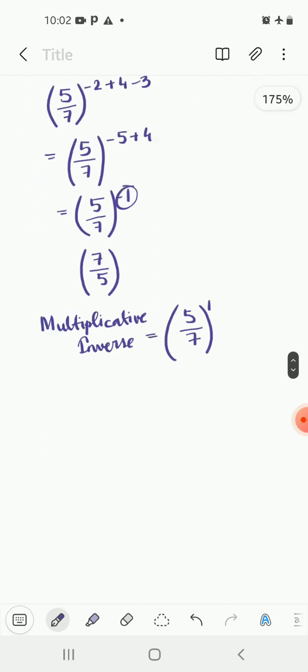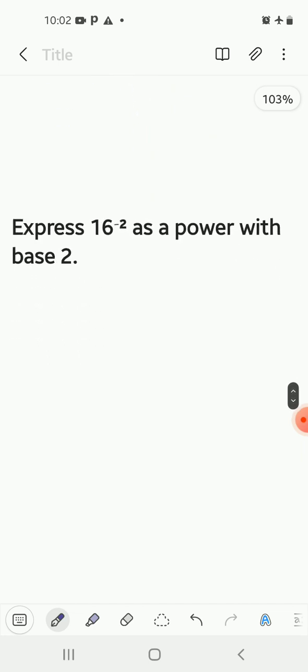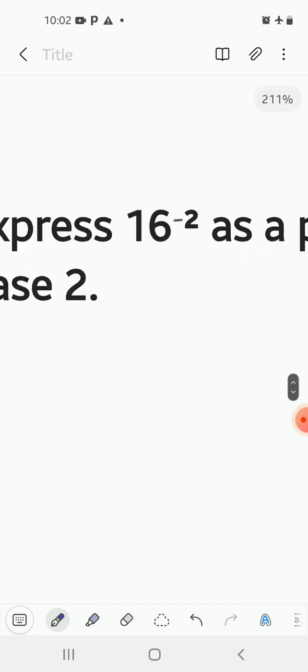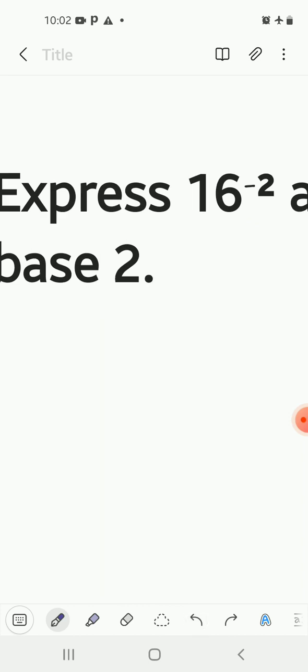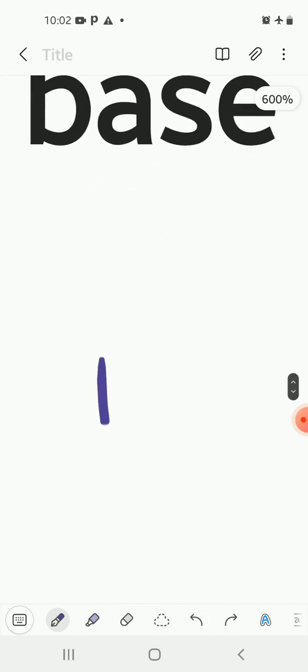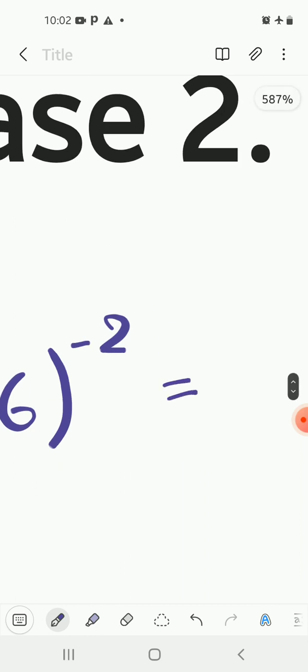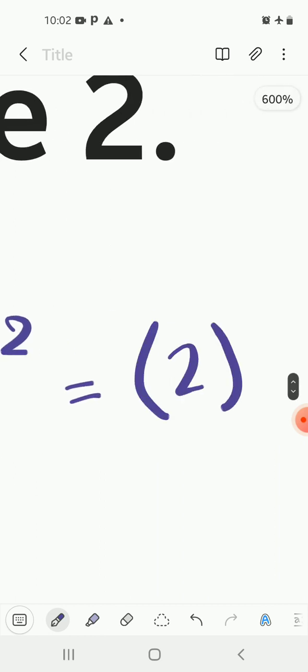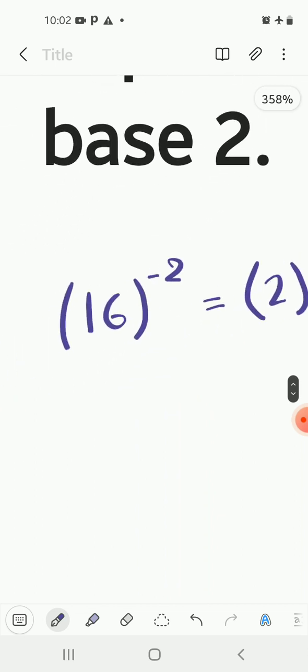Now we'll move to the next sum. Express 16 to the power −2 as a power with base 2. So you have to express this with base 2. In simple form, you can write that 16 to the power −2 is equal to, base is given 2, but what power? We have to find this. Simply, we will find the factors of 16 and the factor is given, that is 2.